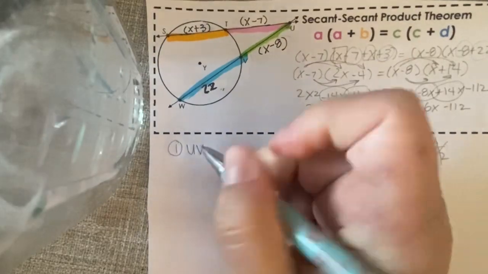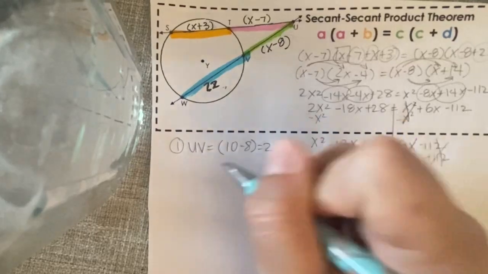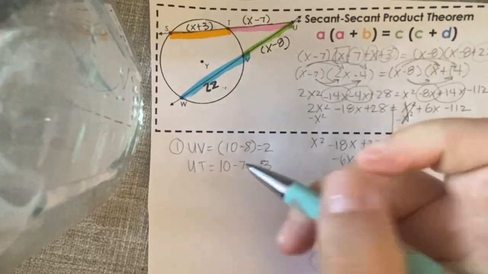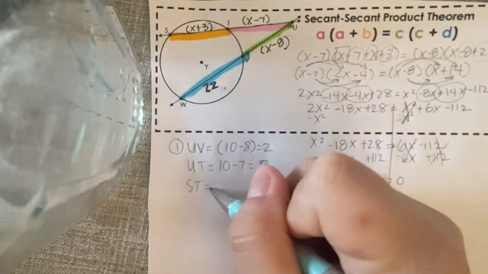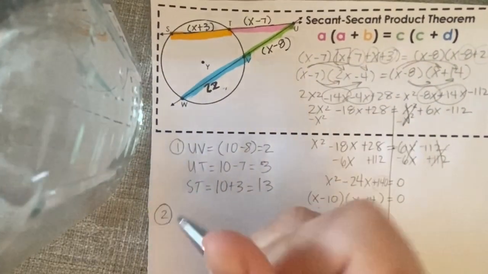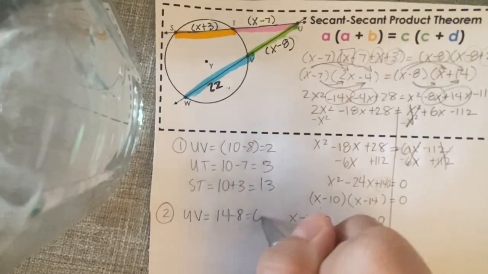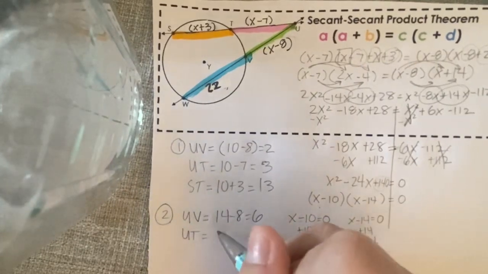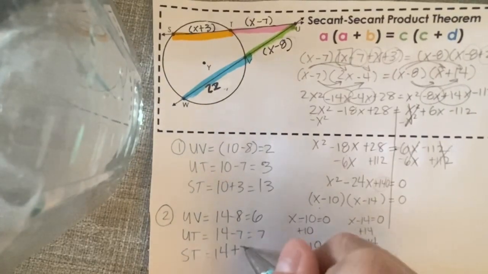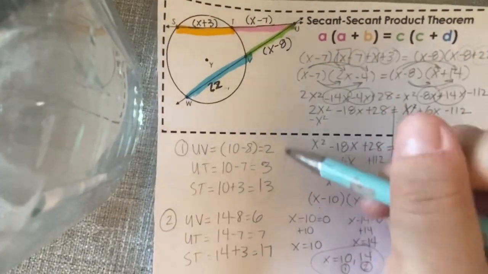In option 1, length UV, that's my green segment, would be 10 minus 8. That would equal 2. UT would be 10 minus 7. That would equal 3. ST would be 10 plus 3, and that would equal 13. If we're using option 2, UV would be 14 minus 8. UT would be 14 minus 7, and ST would be 14 plus 3. So either of those actually will work for us.